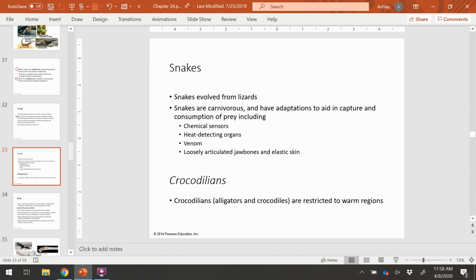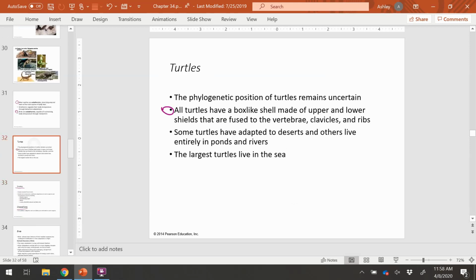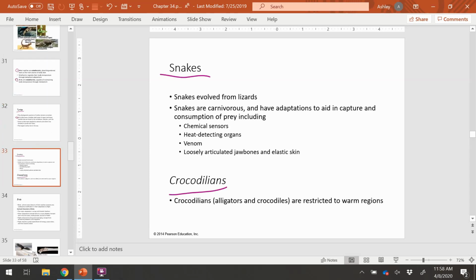And so looking at snakes, they were believed to have evolved from lizards that lost their legs over time, but they have adaptations to capture and eat their prey, and those are listed here as chemical sensors, heat detecting organs, venom, and jaw bones and elastic skin. So just knowing the groups here is important.